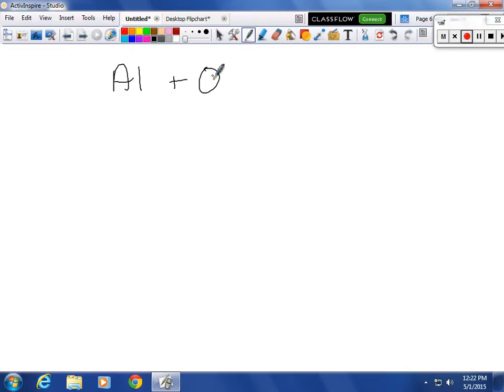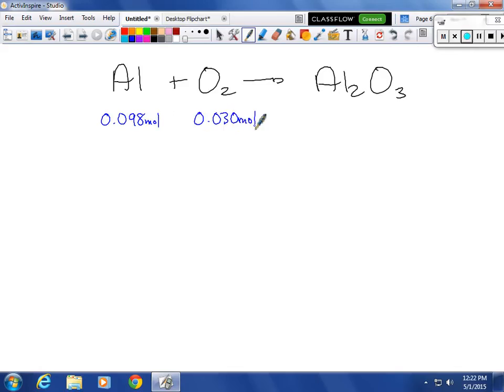Al plus O2 yields Al2O3. And then it tells you that you have 0.098 moles of aluminum and you have 0.030 moles of oxygen. And then the question blatantly says, what is the limiting reactant? Now, since it blatantly says, what is the LR? Use that little cheat thing.